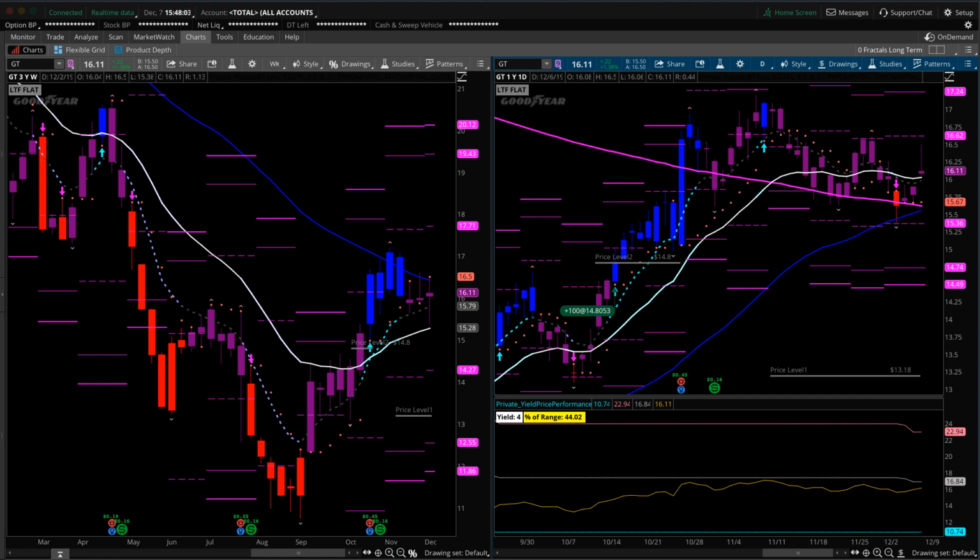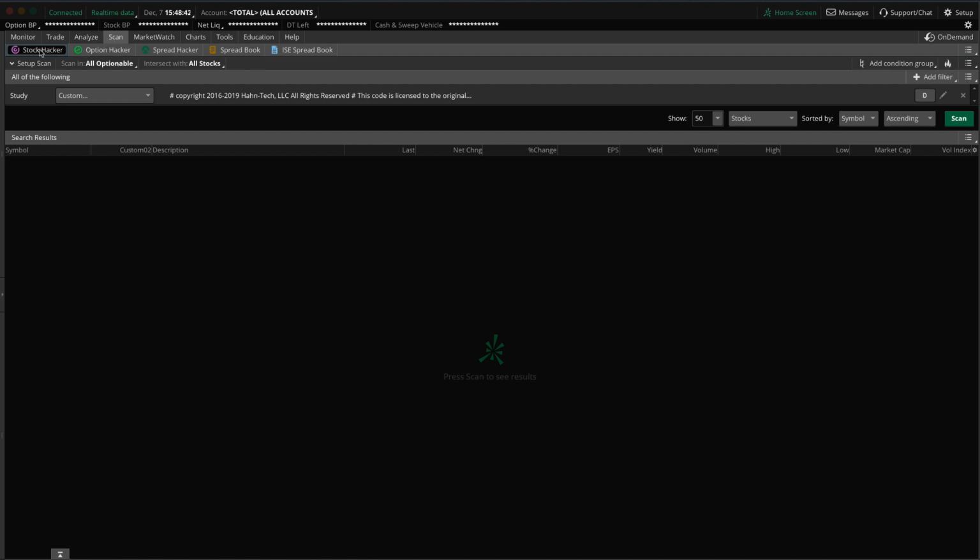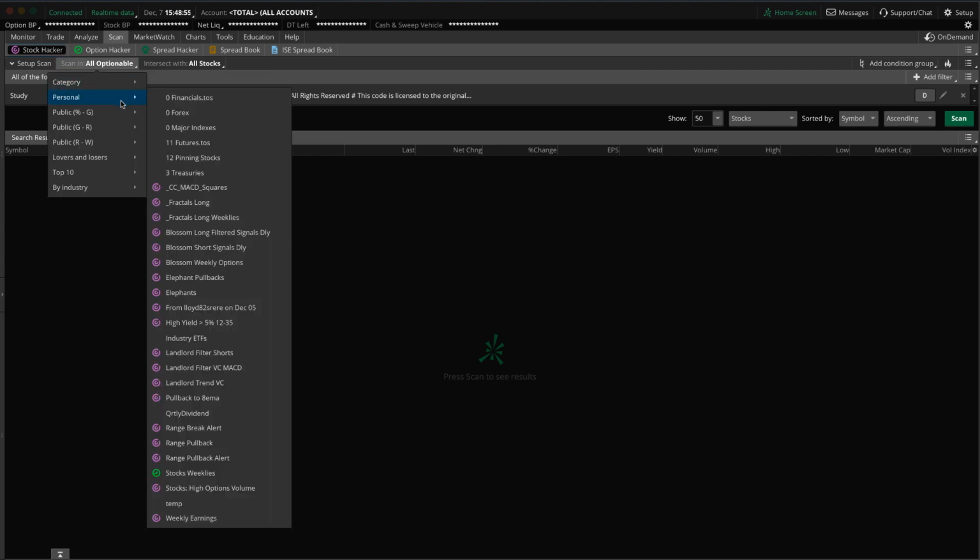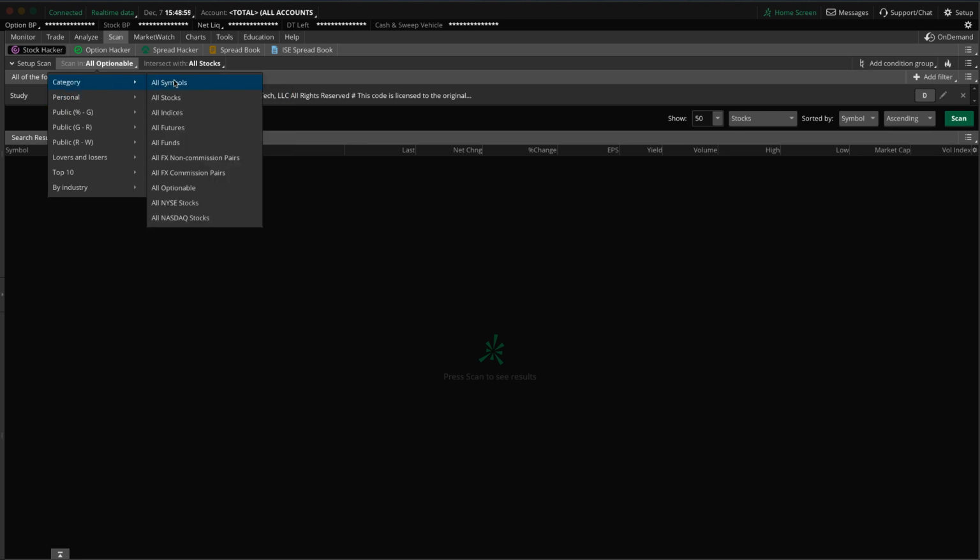Okay, let's go ahead and dig right into that. Here we'll go to the scan tab on Thinkorswim. Notice we've got the stock hacker selected, and that's the one that is in most use. That's the one I get most of the requests for. You can scan in your own personal watch list, or you can scan by a certain category that's built in. In this case, I've got mine set to all optionable. That's one way to eliminate the over-the-counter stocks.